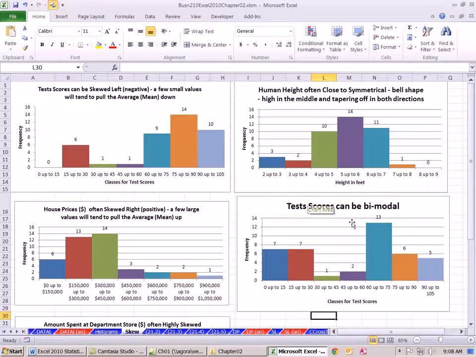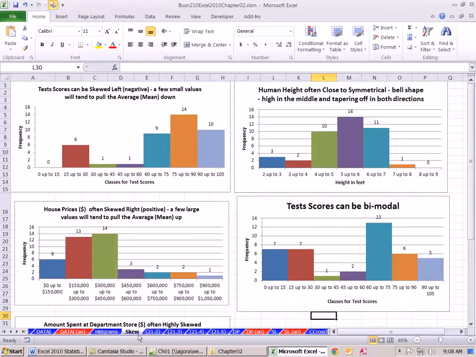Now, shape for histograms is important. If you get lots and lots of samples over time that have the same shape, you can then say, well, the population distribution tends to be bell-shaped. It tends to be skewed to the left. And in later chapters, chapters 5 to 9, we're going to be talking nothing but probability distributions, which will be based on the kind of shape we see in our histogram.